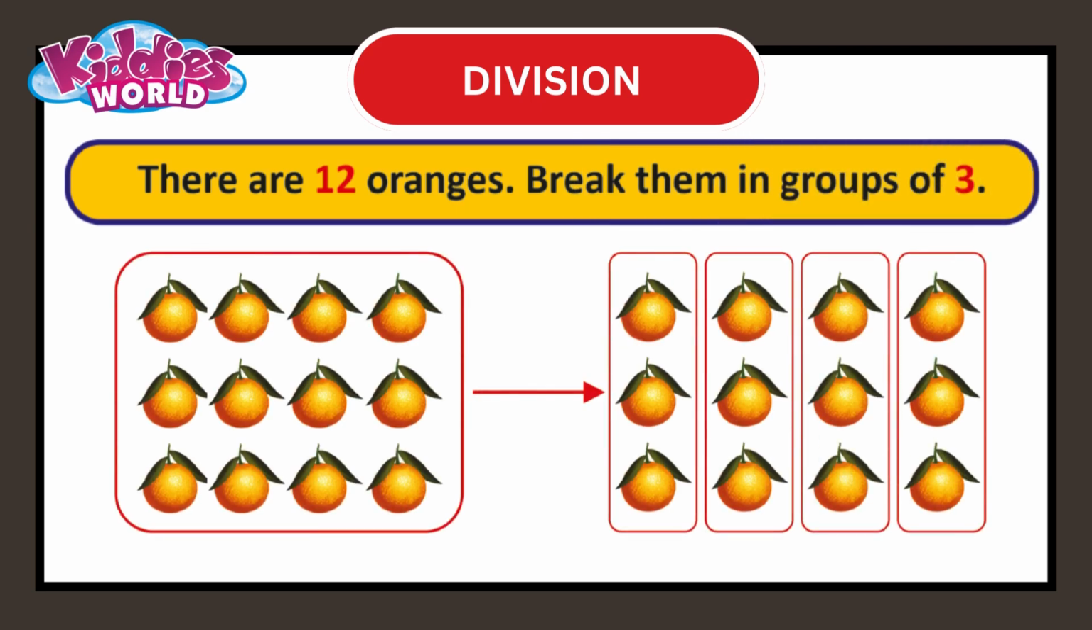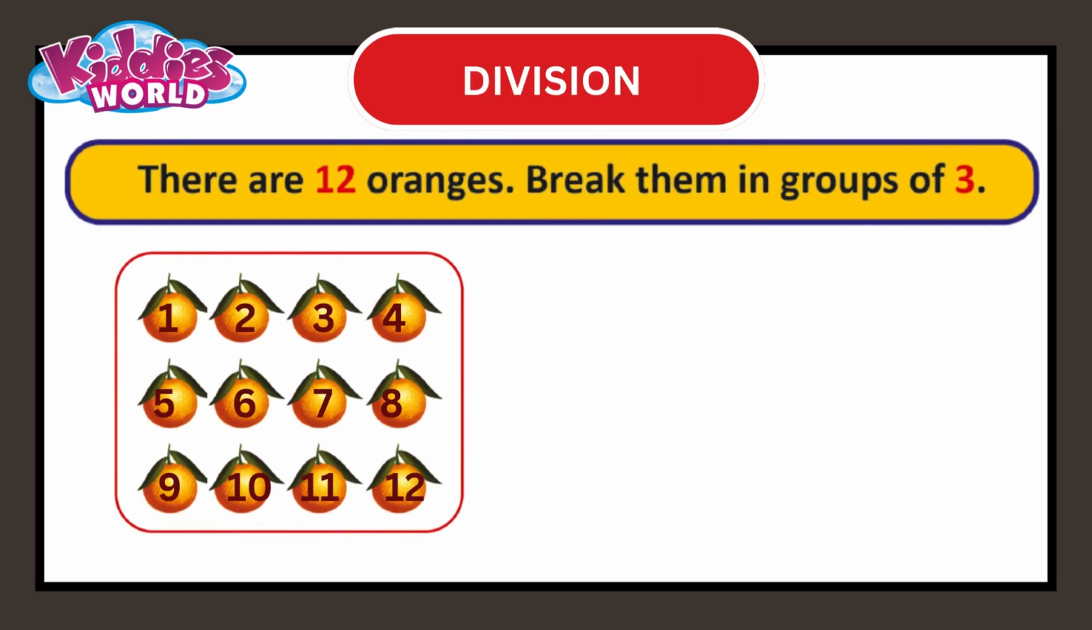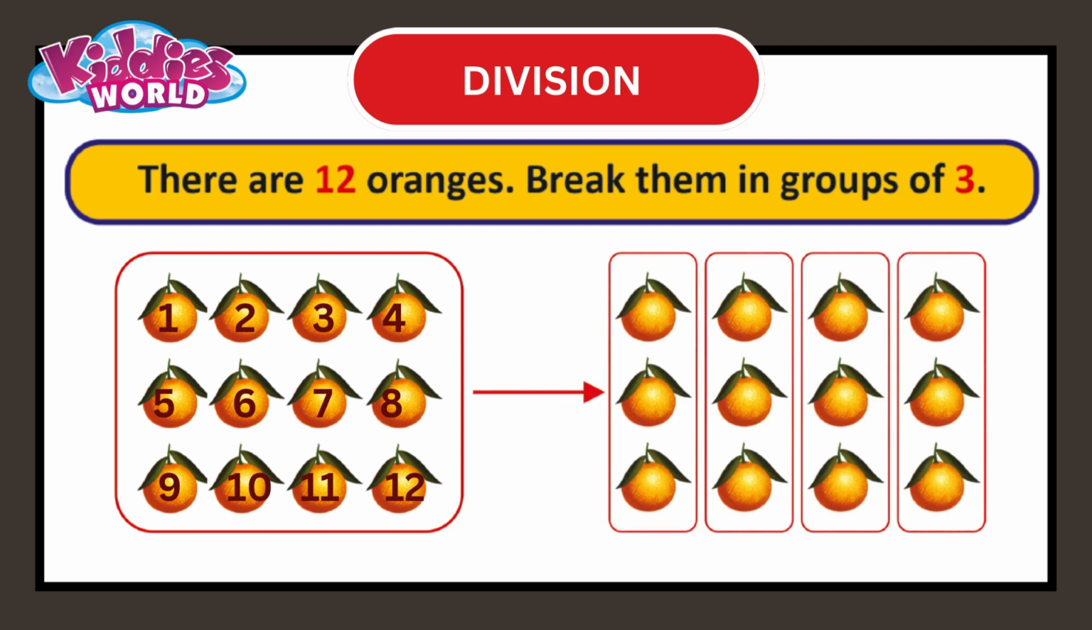Here's the question. We have 12 oranges and we need to divide them into groups of 3. Let's solve it step by step. Step 1. First, look at all the oranges. There are 12 oranges in total. We want to break them into smaller groups with 3 oranges in each group.